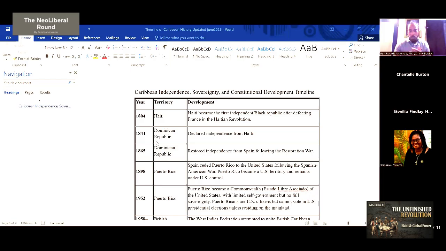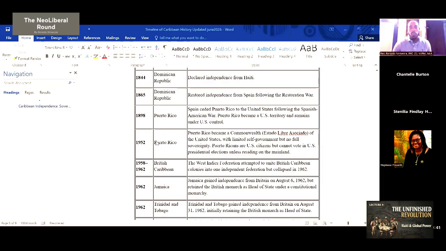1898, Puerto Rico. What's the major development in Puerto Rico in 1898? Spain ceded Puerto Rico to the United States following the Spanish-American War. So there was a war between Spain and America, and Puerto Rico became a U.S. territory and remains under U.S. control after that war.